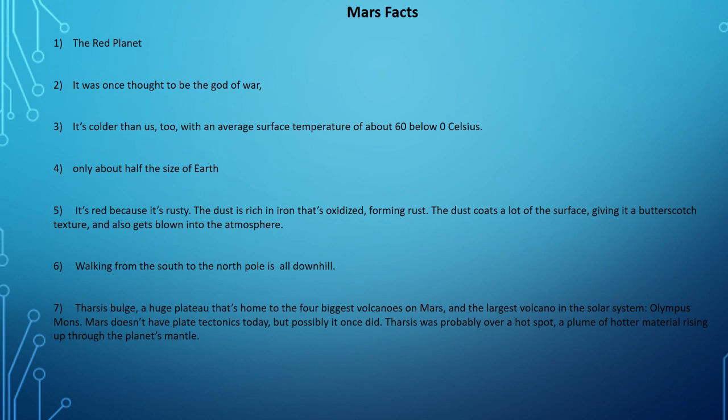It's colder than us, too, with an average surface temperature of about 60 below 0 Celsius. Only about half the size of Earth. It's red because it's rusty. The dust is rich in iron that's oxidized, forming rust.